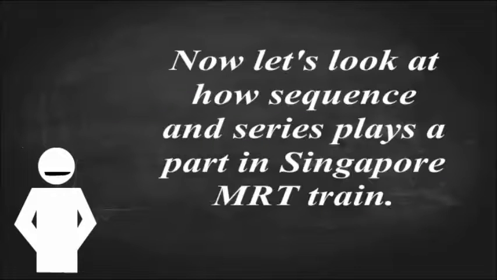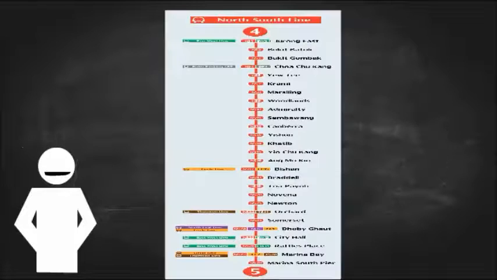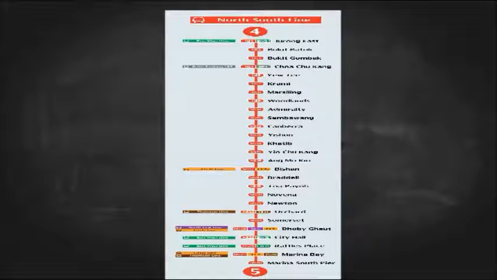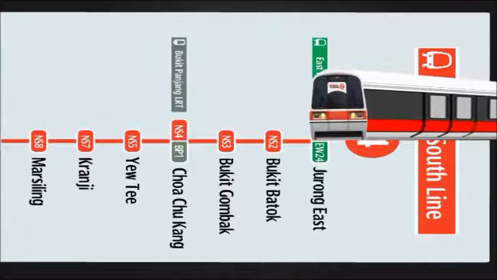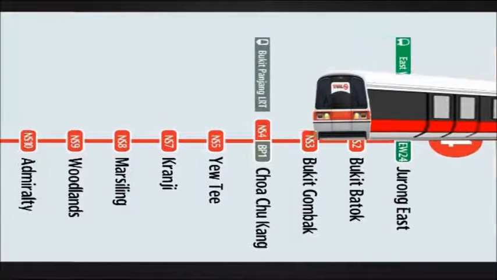Now let's look at how sequence and series play a part in the Singapore MRT train. Let's look at the red line, which is also known as the North-South Line. As you can see, the red line has 2 end points: Marina South Pier and Jurong East. In between these 2 points there are several stations. Let's assume a train is departing from Jurong East Station, which is also the starting point.